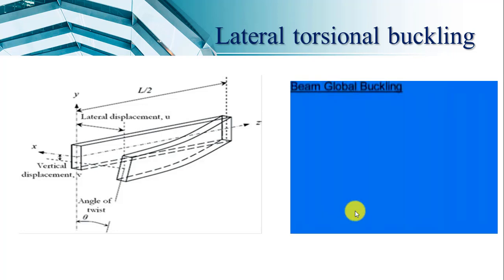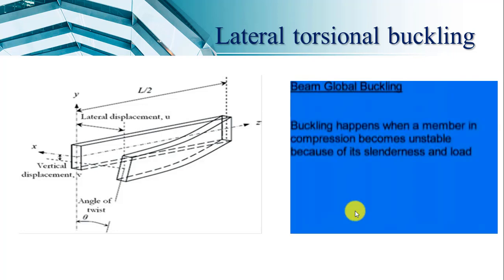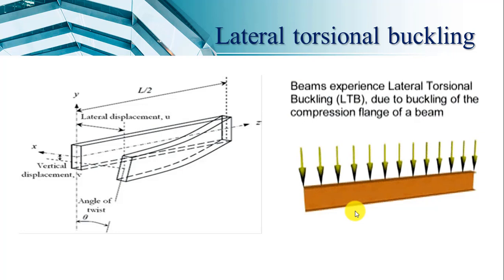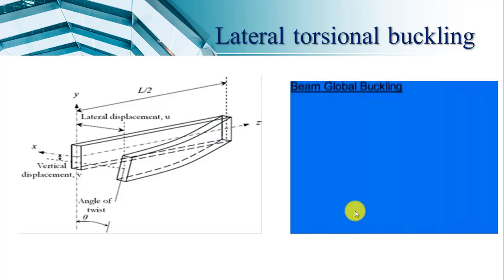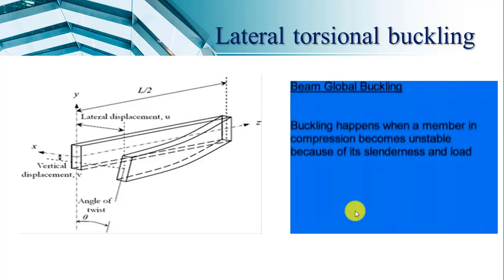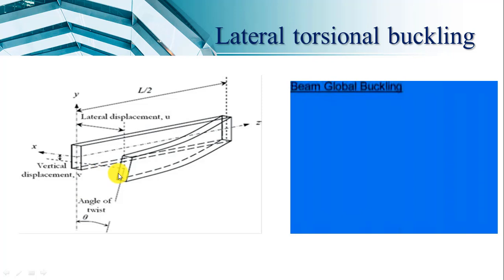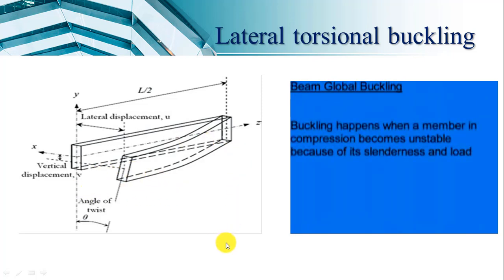And along with the buckling in the lateral direction, when it is experiencing some twisting, then it is called lateral torsional buckling. So in the case of lateral torsional buckling, this beam is experiencing this lateral displacement along with some twisting at its end. So this kind of failure is called lateral torsional buckling.